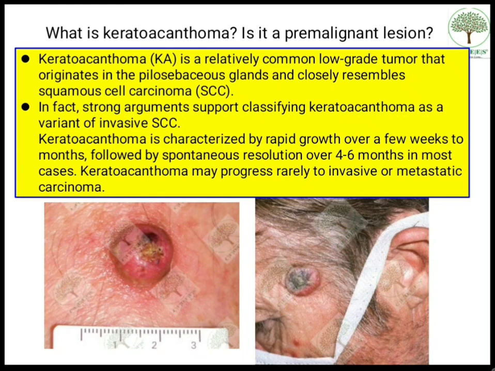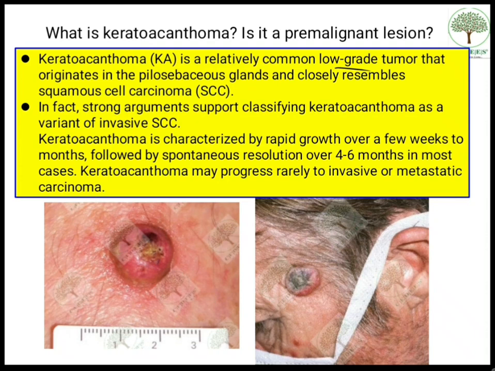Now keratoacanthoma, as the name suggests, is a low-grade tumor originating, as you can see, on the skin. It originates from the sebaceous glands, and it is said to closely resemble squamous cell carcinoma.